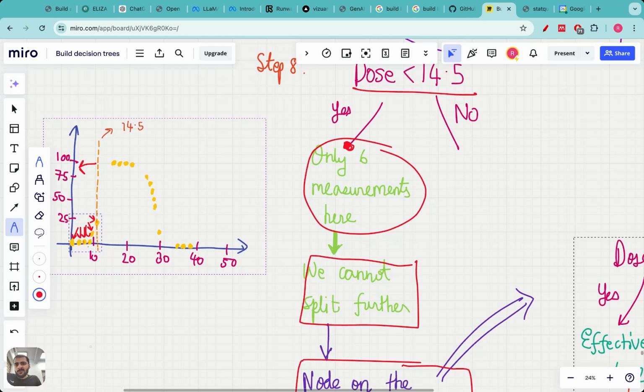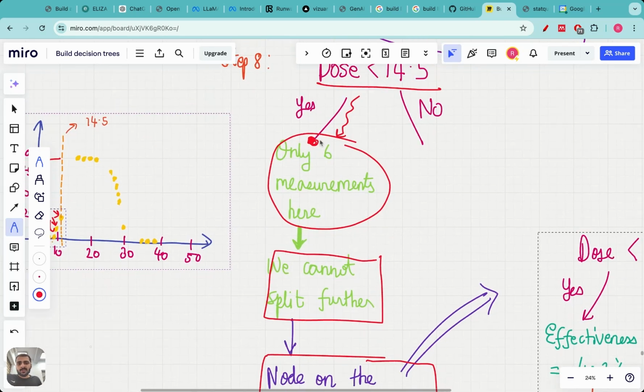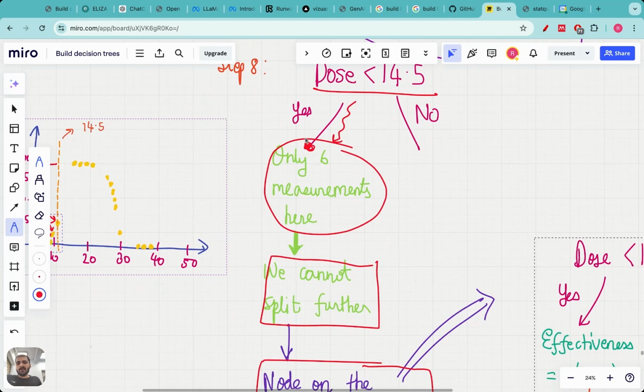It's very, very important for you all to understand this concept because it's not as easy. You cannot just do one more splitting here and think you have fit the tree perfectly. You need to see how many measurements are there. If the measurements are not enough, we cannot split the tree. We should not split the tree because it will lead to overfitting. So we will stop splitting this left branch of the tree and we are not going to split it any further. So what's the answer over here? If dose less than 14.5, what are we going to say? What is the effectiveness?